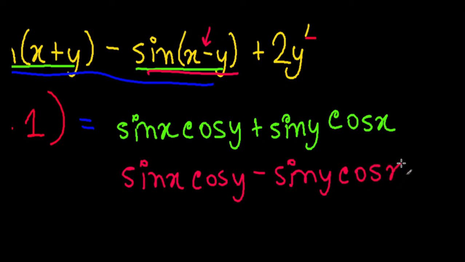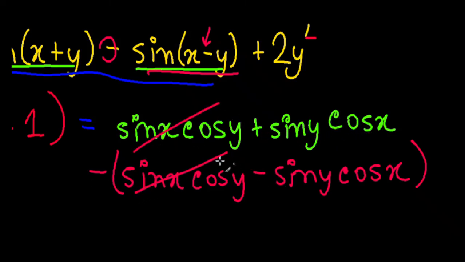All right, but we are subtracting this from the other one. So what we see here is sine of x cosine of y minus the same thing, so these two cancel out, and sine of y cosine of x, minus minus, plus again the same thing, sine of y cosine of x.